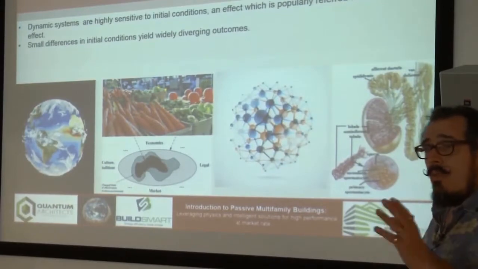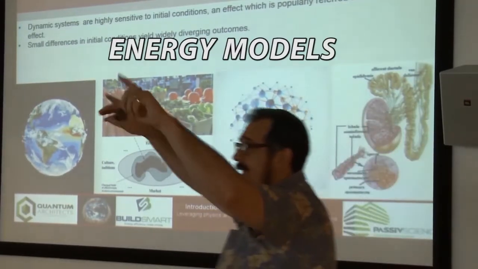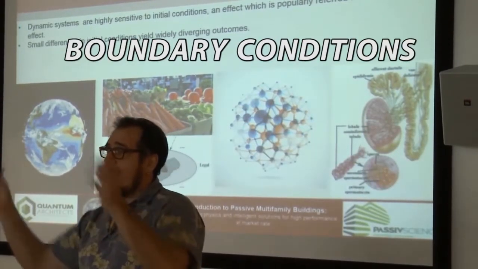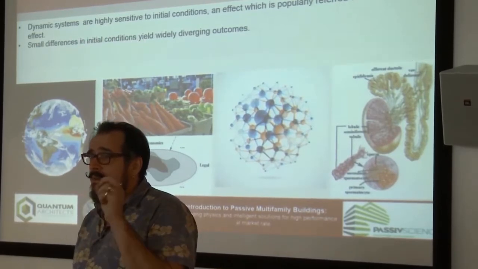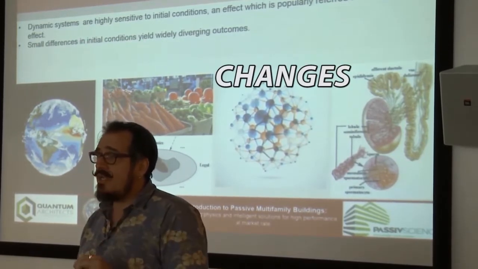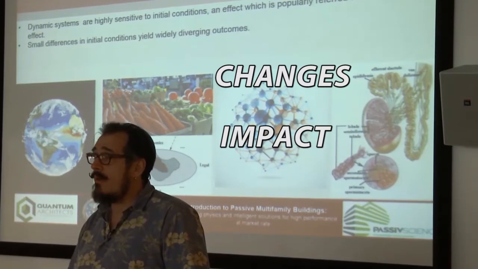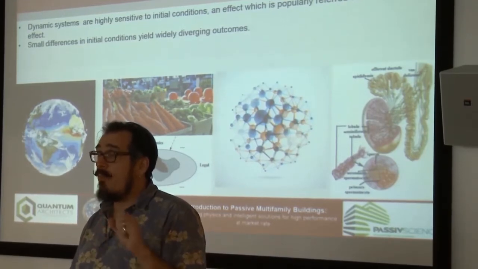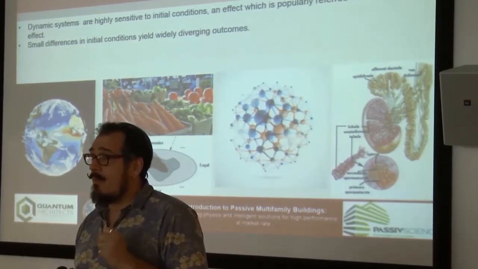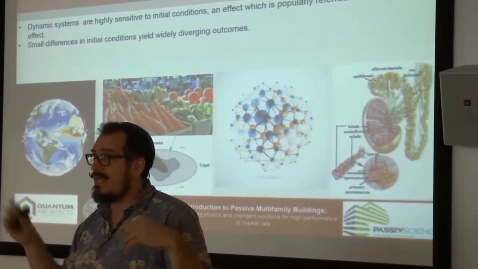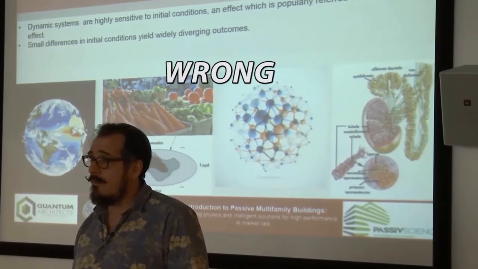Chaos theory. When we set up energy models, we are setting up boundary conditions that we are solving a problem within. Small, slight changes in those boundary conditions will have huge impacts on the whole model. So if I say my set points are 68 and 77, but my real set points are 70 and 72, guess what? I changed my boundary conditions, the whole model's wrong.